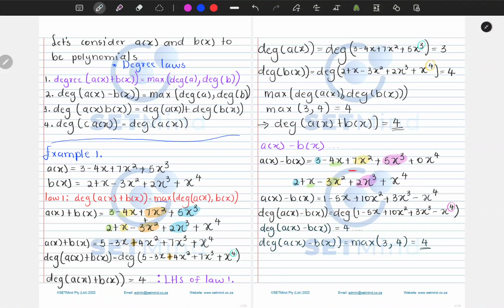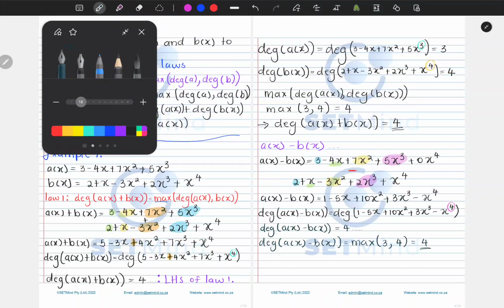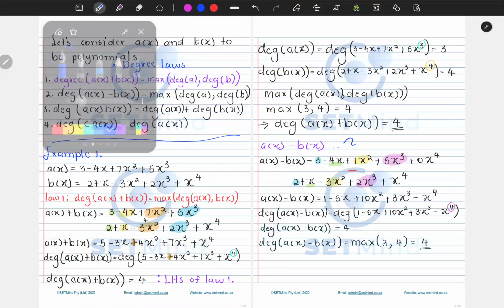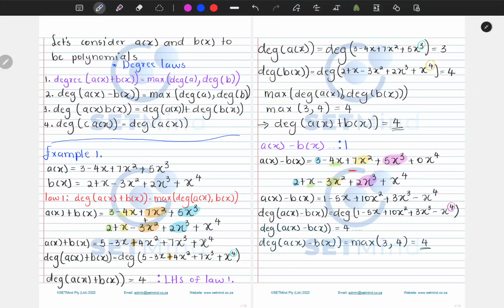So you can go and do number 3, where you quickly multiply the two and you see what you are going to get. So this would be expressing law 2. Let's quickly have a look at law 3, and then we move on from these. Law 4, you can go and try yourself.